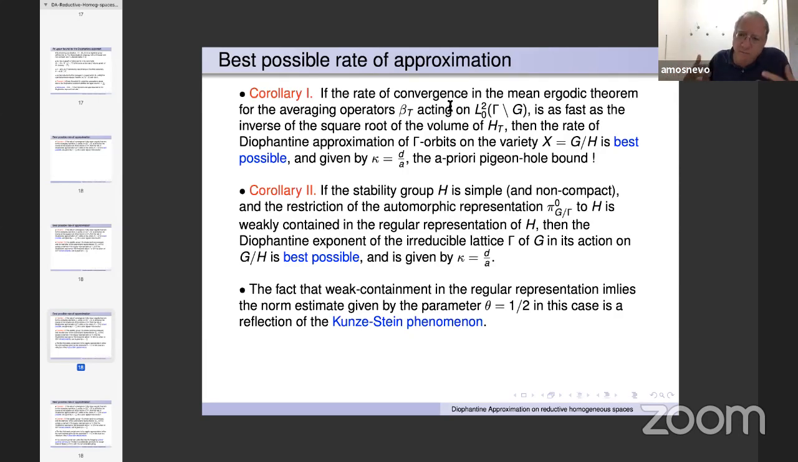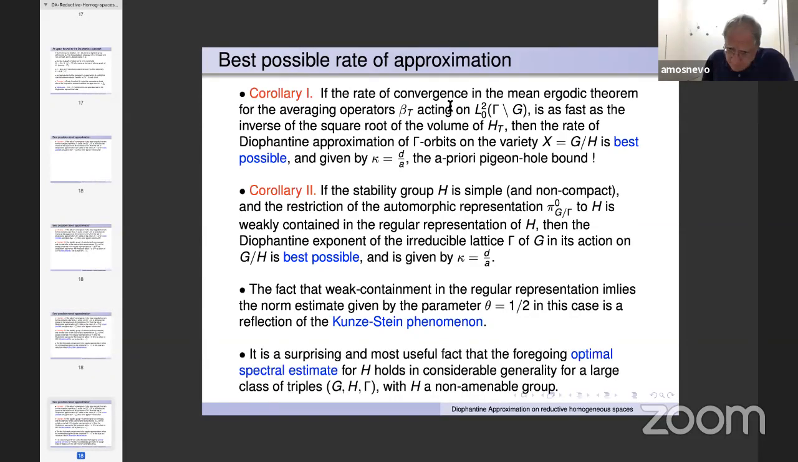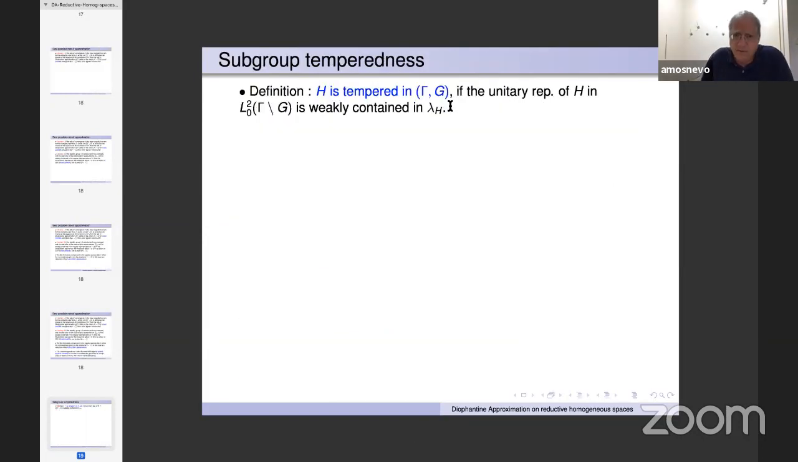But it's a very remarkable property of the unitary representation theory of semi-simple groups that it's often, and sometimes you can say even generically, the case that while G is not tempered in L2(G mod gamma), a subgroup of G actually is. And this is a very surprising and useful fact, that the foregoing optimal spectral estimate for H holds in considerable generality for a large class of triples (G, H, gamma) with H a non-amenable group.